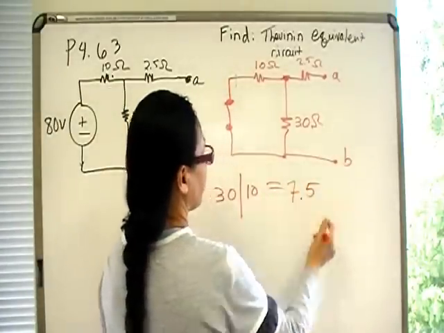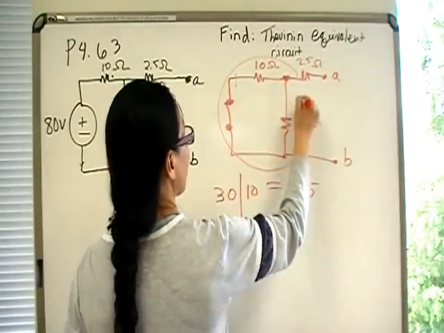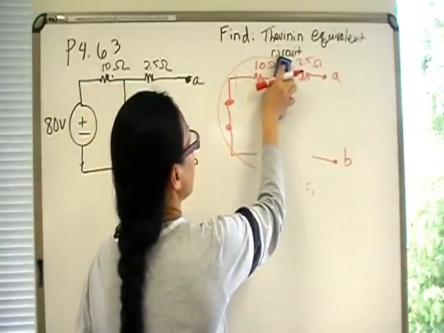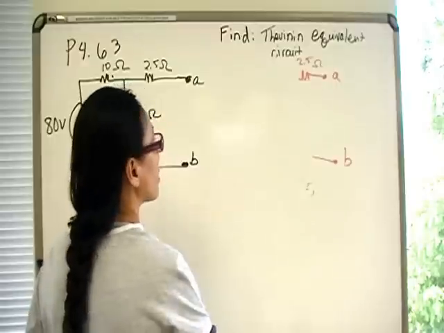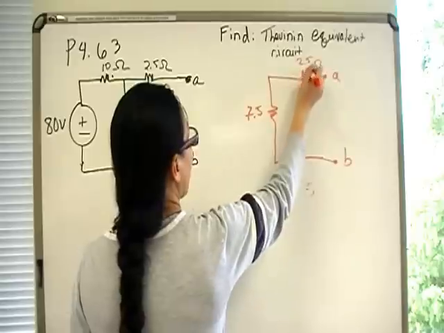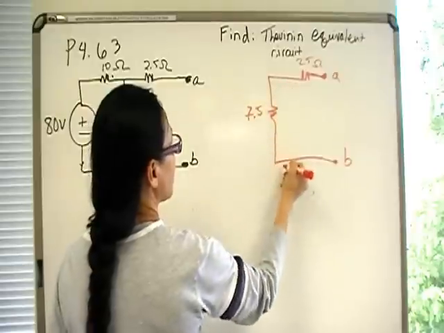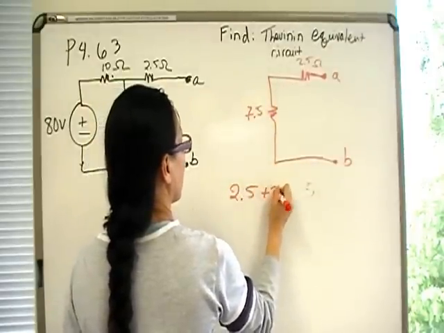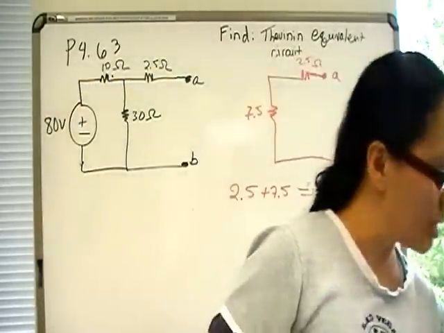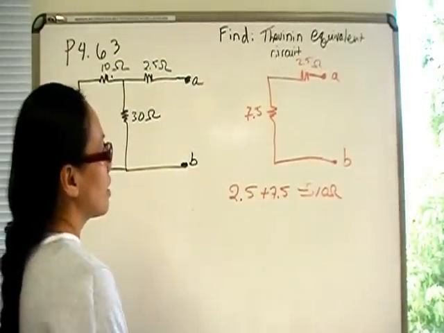That sounds about right, because that's less than 10, right? So I'm going to replace this here with 7.5 because that's equivalent. All right, so this is really just 7.5. And what the load sees, as it looks with its eyeballs here, is the 2.5 in series with a 7.5. That's going to be 10 ohms. So your R-Thevenin is 10 ohms. I know this is one of the problems with an answer in the back of the book. It's 10 ohms. So that's my check figure.